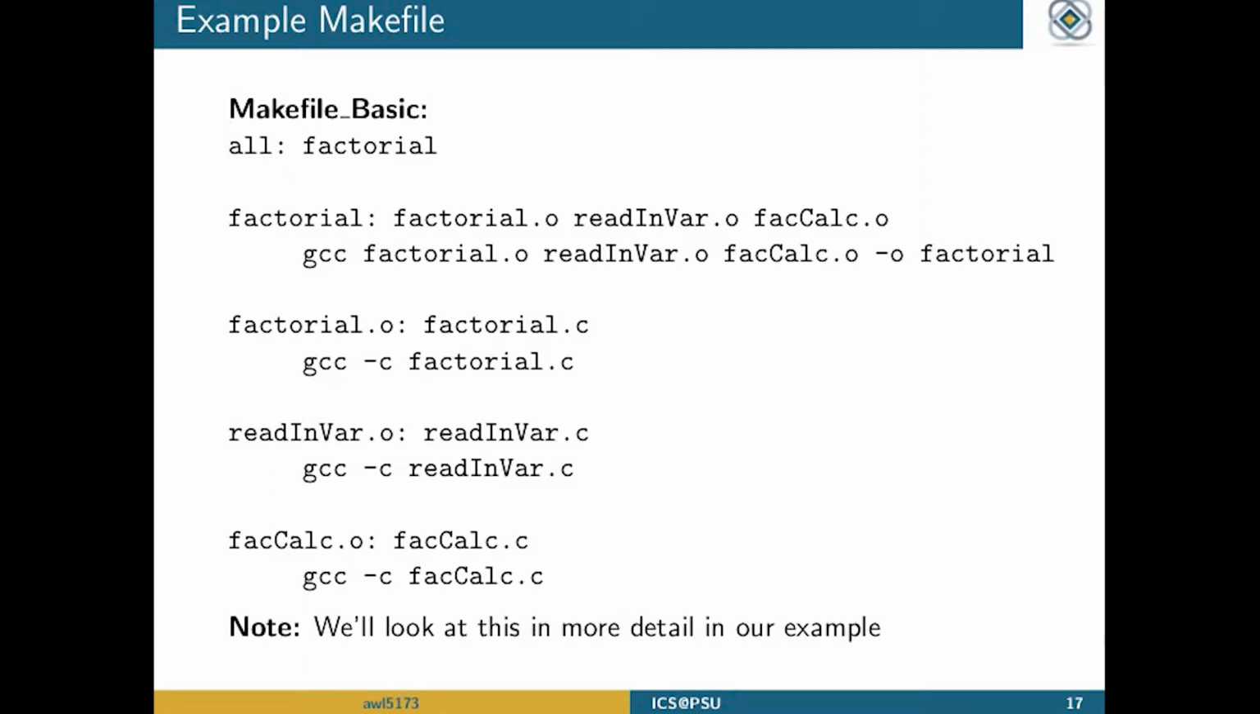So I apologize, this is way more complicated than a factorial example needs to be, but I'm hoping that by using something so simple, we can very clearly understand what's going on, both with the make as well as with the debugging that we'll be doing here in a little bit.